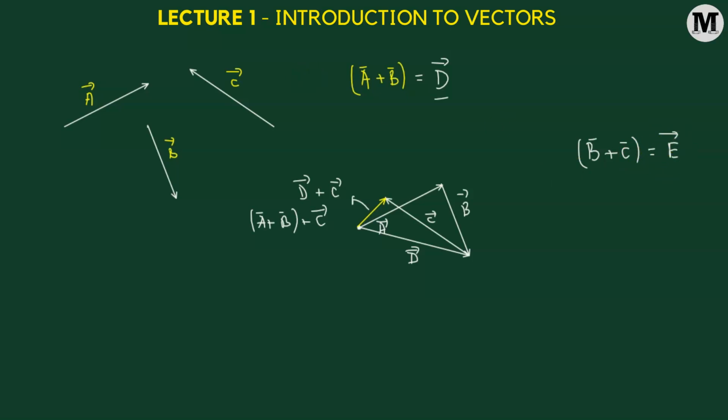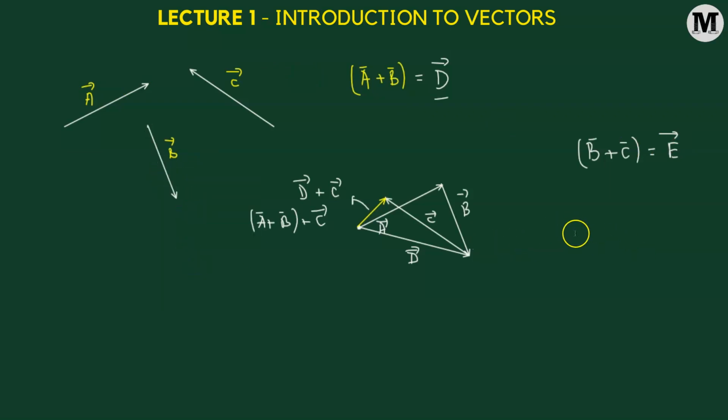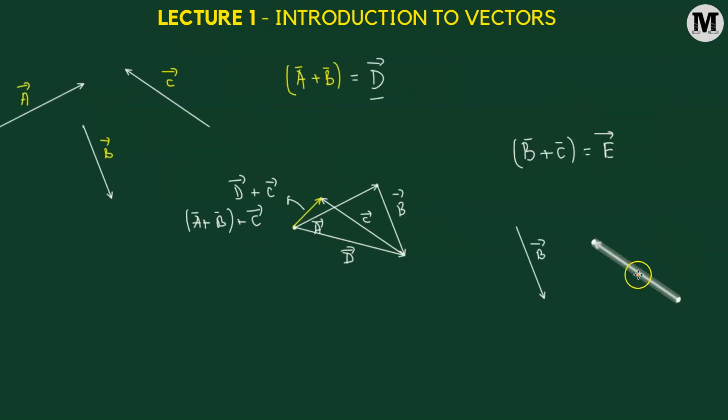So again, this time we'll pick vector B first. We'll start with vector B. Let's do it over here. We have vector B. Let's name it so that we don't get confused. This is our vector B. Then we're going to consider vector C. Let's copy vector C and paste it in such a way that the terminal point of vector B coincides with the initial point of vector C. Fine. So we have added B and C.